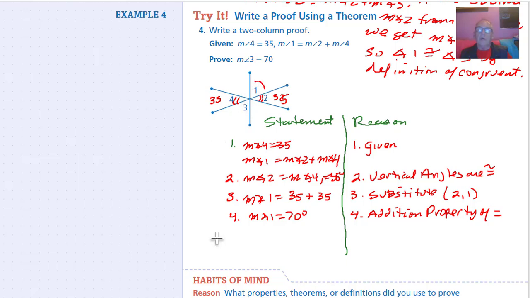Now angle 1 and angle 3 are vertical angles. Here's the vertex. They're sharing the same vertex, and they're on opposite sides. By vertical angles, these are congruent to each other. So I could say that the measure of angle 3 equals the measure of angle 1, and that would be because vertical angles have equal measures.